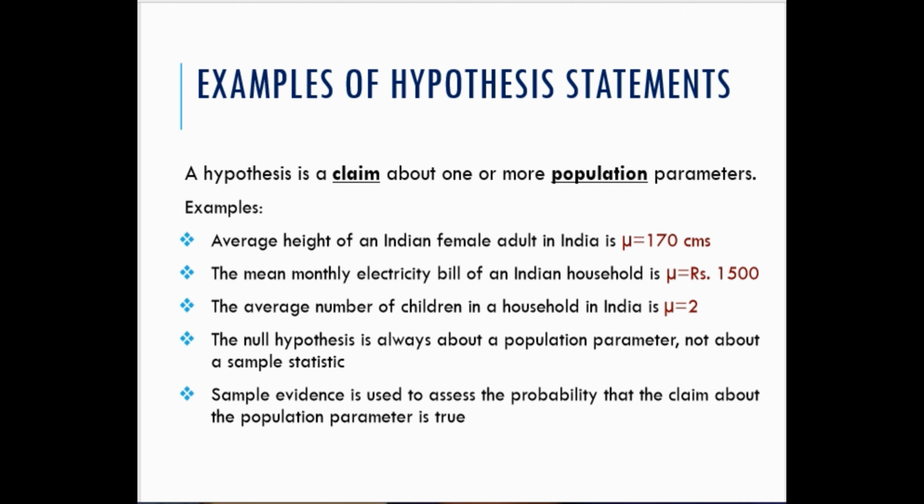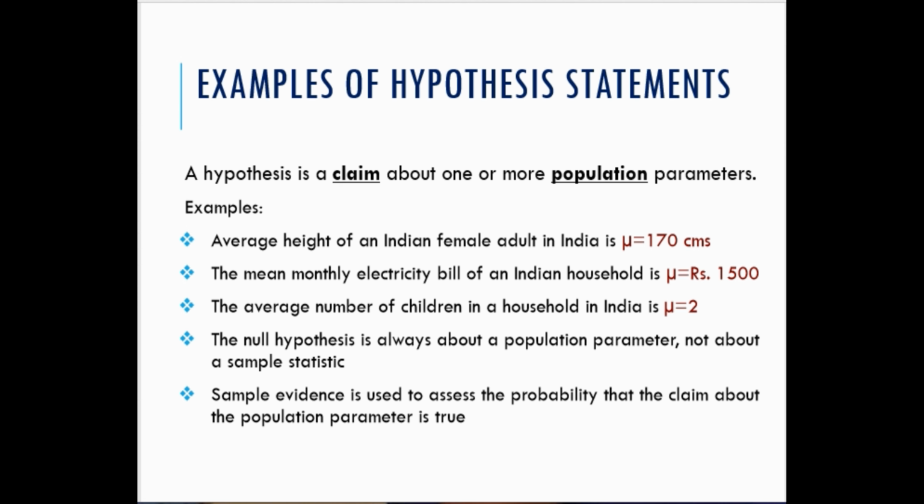So let us see some examples of hypothesis statements. As we said before, a hypothesis is a claim about one or more population parameters. Here you will see that I have underlined the word claim and I have underlined the word population. It is a claim that you make. It is not yet verified, and it is something that is about the population.